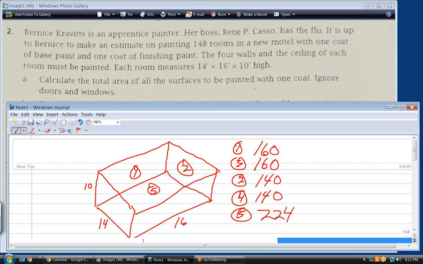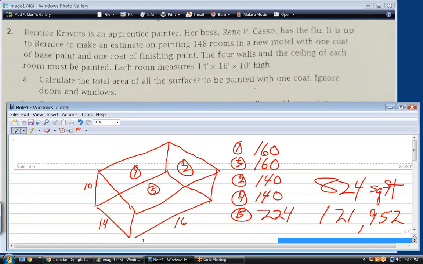Okay. Is that right? Let me get my calculator. Yep. Okay, good. Now, if we add all those numbers, we have 300 and 300, 600, 824 square feet. How many rooms are there? 148. So 824 times 148 equals 121,952 square foot that needs to be painted. Each one with two coats.